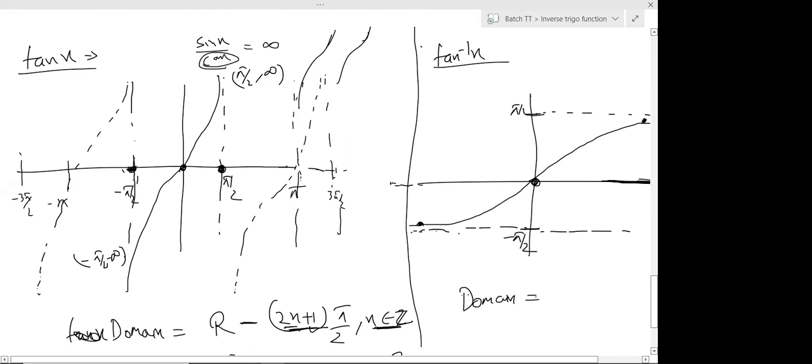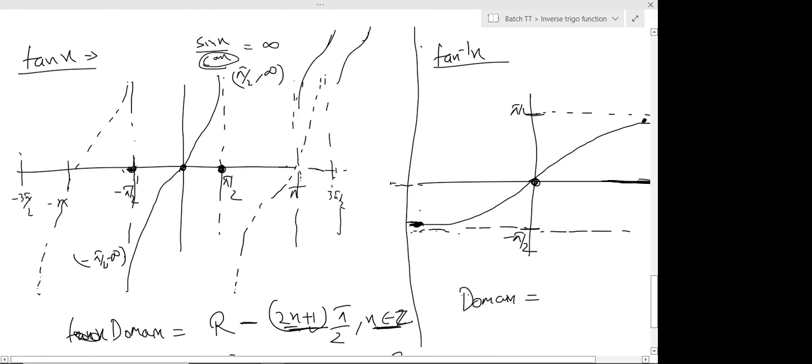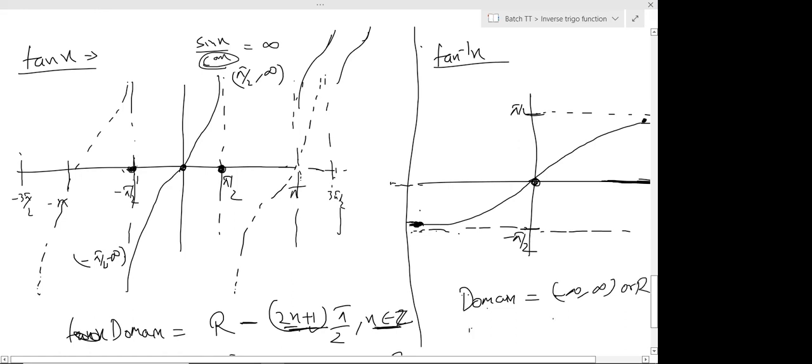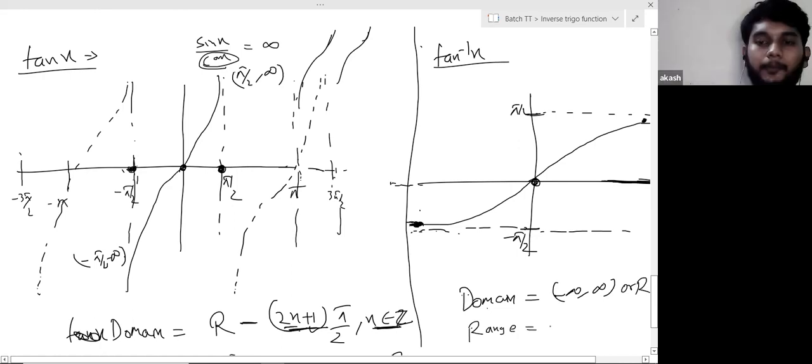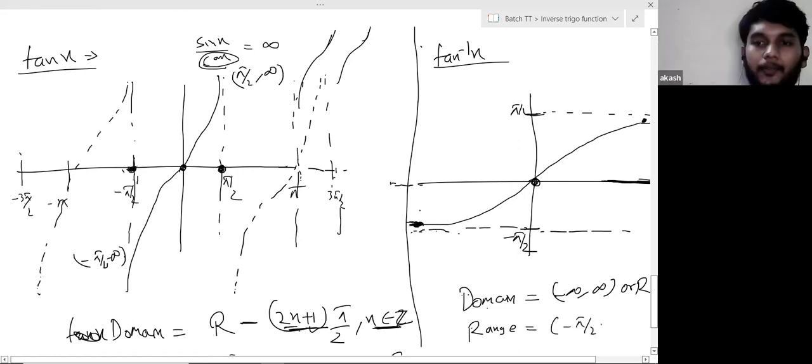Can I write the values in the graph? See, x we are moving to minus infinite. In this graph, there won't be 1 or minus 1. So it will be minus infinite to infinite, and we can say all real numbers. The range will be minus pi by 2 to pi by 2. But here we have to use open brackets because we cannot reach minus pi by 2 or pi by 2. We'll never get pi by 2 or minus pi by 2.